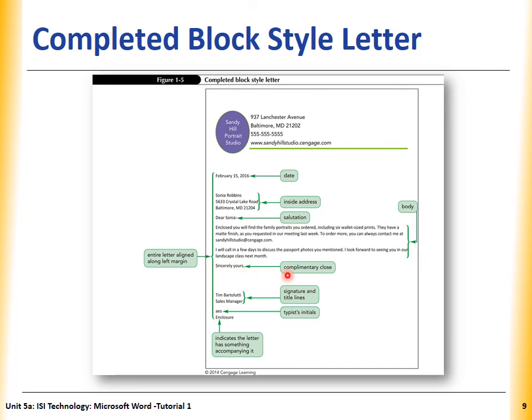At the end, the complimentary close, Sincerely yours. Then the signature and the title line. Who did this? The name of the one who wrote this letter. Then the typist initials. The last thing is to indicate the letter has something accompanying it. If we are, for example, sending another envelope with it, there should be an enclosure. And the entire letter is aligned along the left margin. Okay, we are going to talk about alignment in our next lesson.